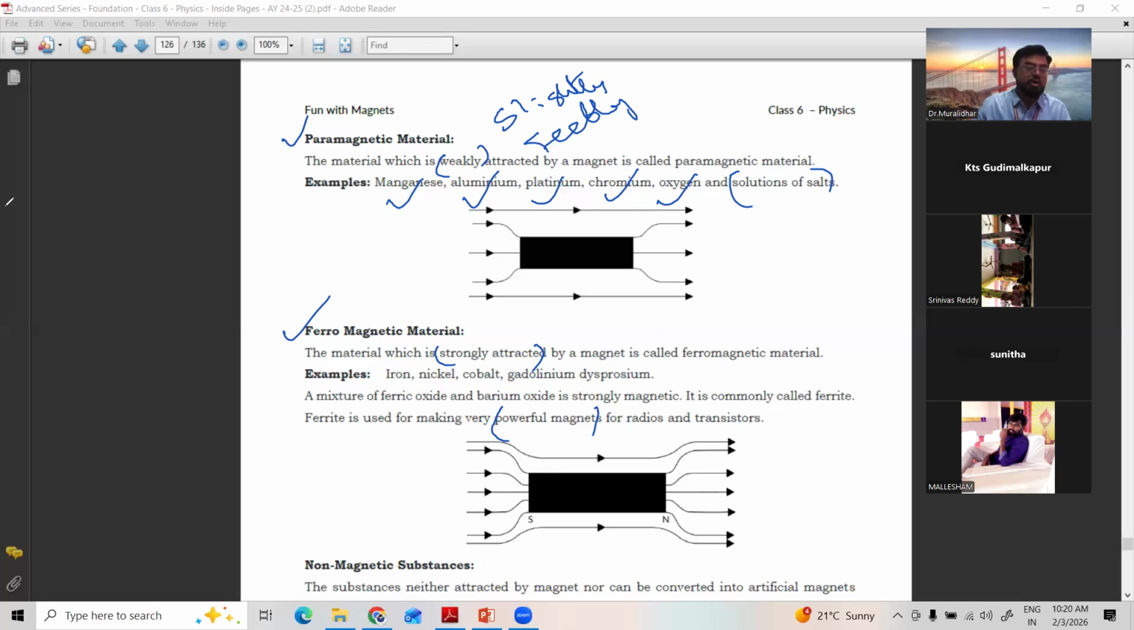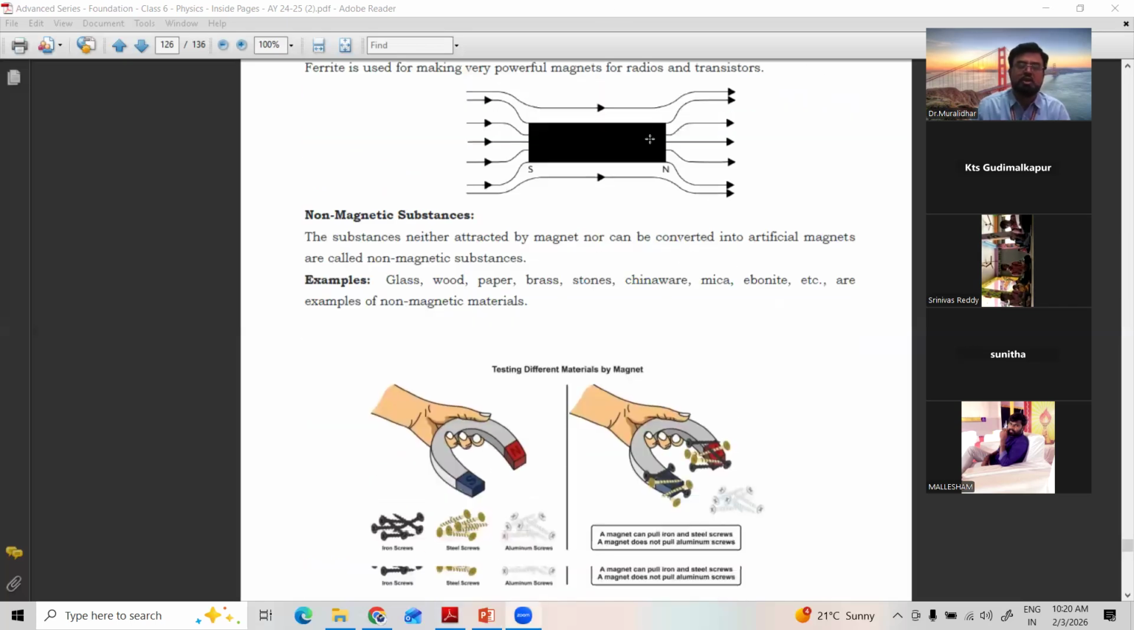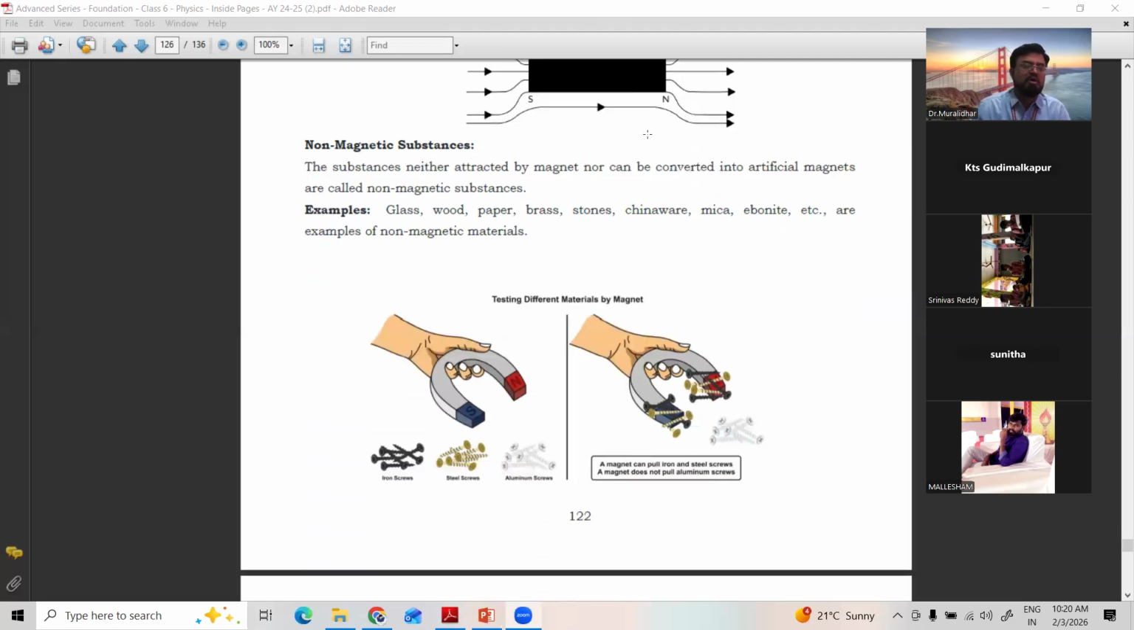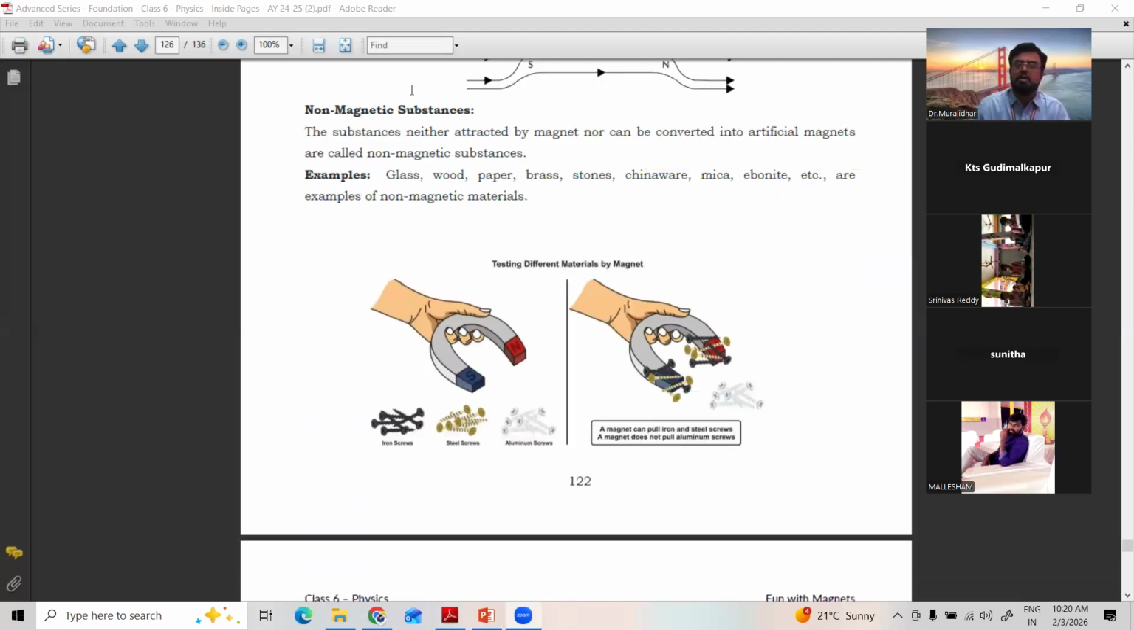They are called ferromagnetic material, which plays a very important role. Not only as a ferromagnetic, it can also be used for preparation of powerful magnets. Clear? Now, non-magnetic substances.